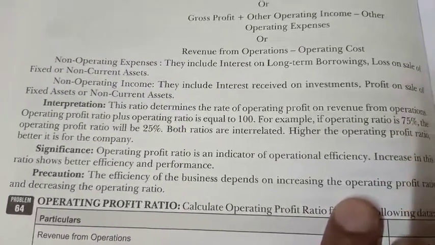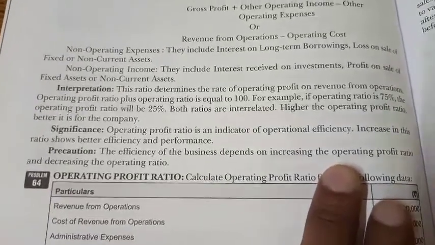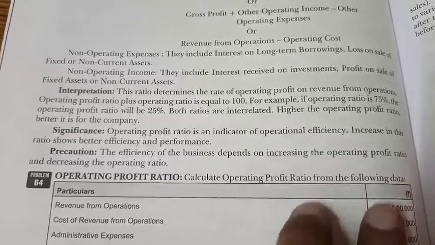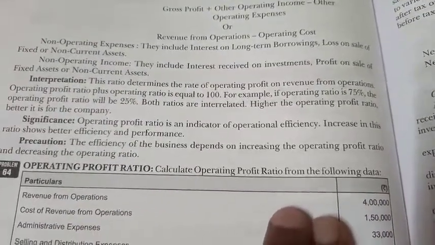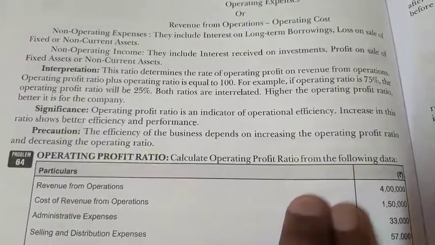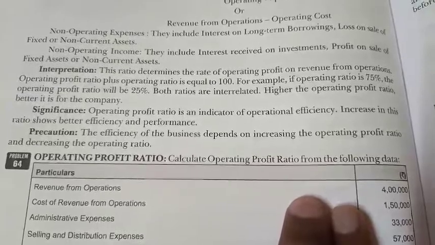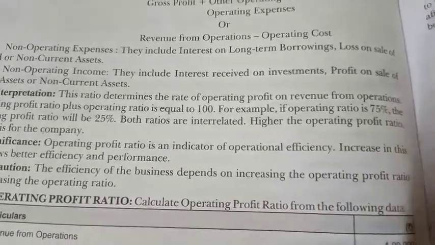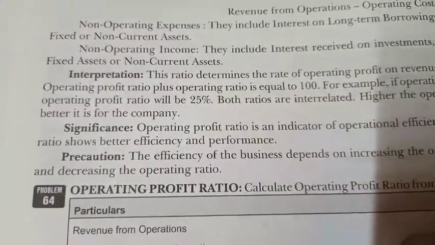Interpretation: this ratio determines the rate of operating profit on revenue from operation. Operating profit ratio plus operating ratio is equal to 100. Example: if the operating ratio is 75%, the operating profit ratio will be 25%. Both ratios are interrelated. The higher the operating profit ratio, the better it is for the company.